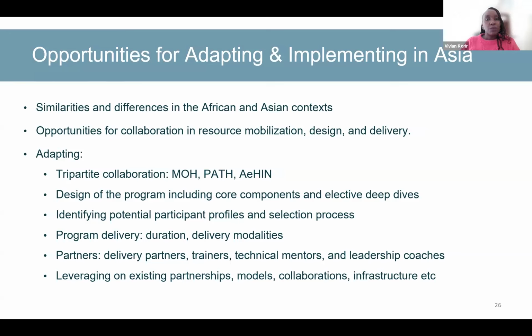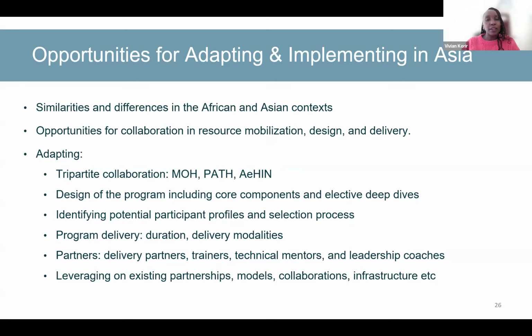There are opportunities for collaboration in terms of resource mobilization, design, and delivery of the program. And when it comes to adapting, what we've done and seen work in Africa is the tripartite collaboration. DHLP is a collaboration between the Ministry of Health, PATH, and HELINA in Africa. So if we are talking about Asia, then AeHIN will play a key role with their local or national associations.